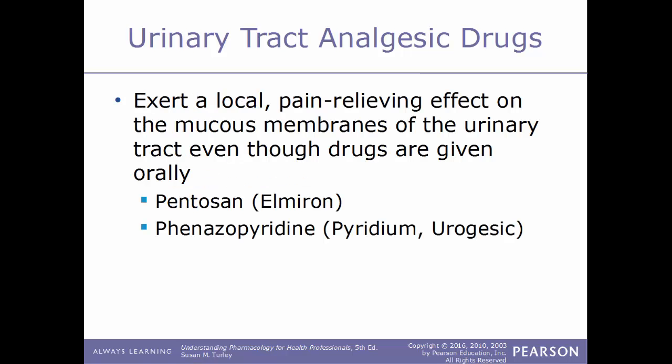So all these would necessitate the taking of an analgesic drug. Now, these types of drugs will exert a local pain-relieving effect on the mucous membranes of the urinary tract, even though the drugs are given orally. So urinary tract analgesic drugs are taken orally by the patient.